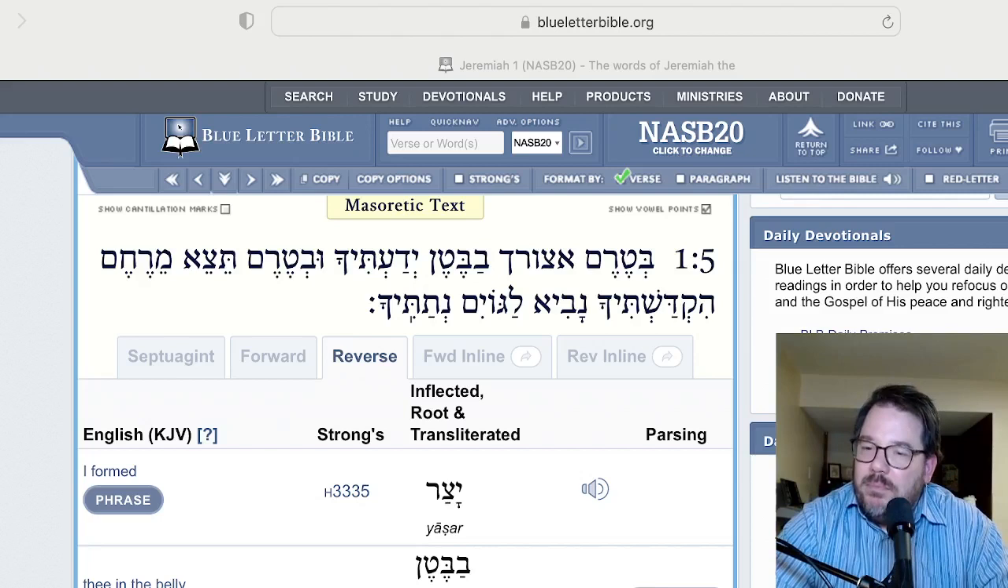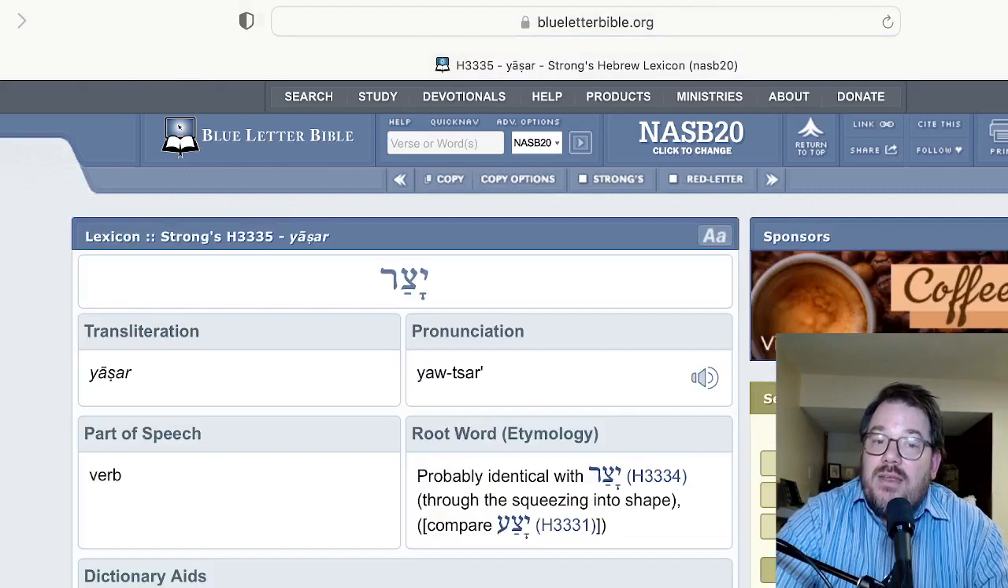So when we do a word study, the most valuable thing we can do is find out where this word Yatzar occurs elsewhere in the Old Testament. How is this word used in other places? So I'm just going to click on the Strong's number. Okay, now that brings me to a new page that has the Hebrew word at the top.